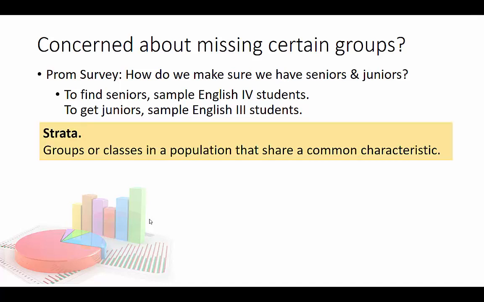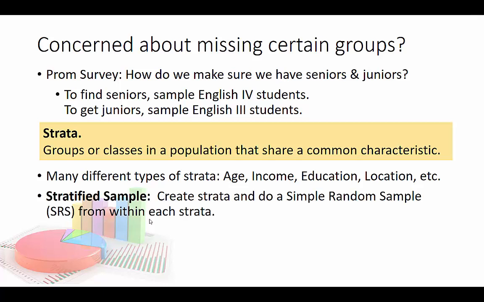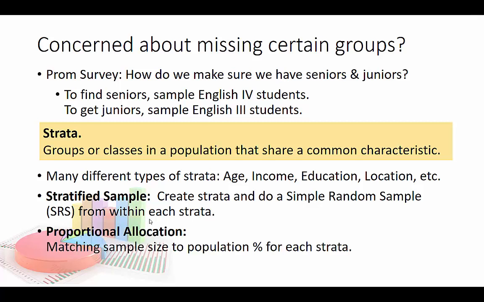These are based on strata, which are groups or classes in a population that share common characteristics. So English 4, those are seniors, and English 3 are juniors. There are many different types of strata. You can stratify based on age, income, education, location. And we call this a stratified sample when you create strata and then do your random sample within each of the strata. A lot of times you're going to want to do a proportional allocation, which is where you're matching the sample size to the population percent for each strata.